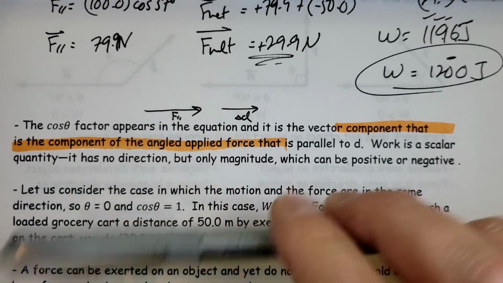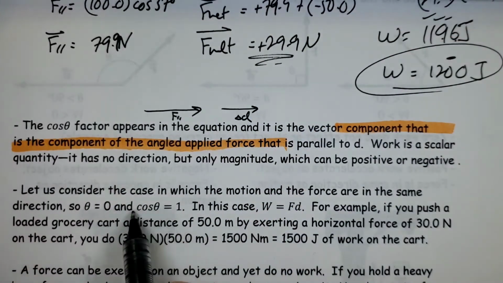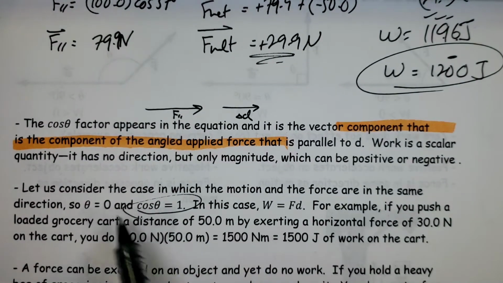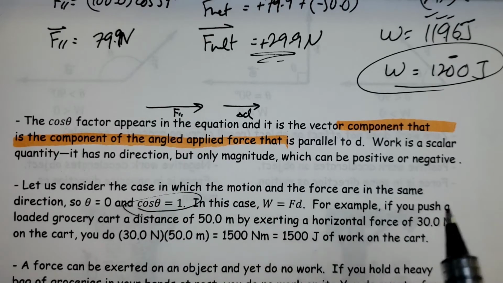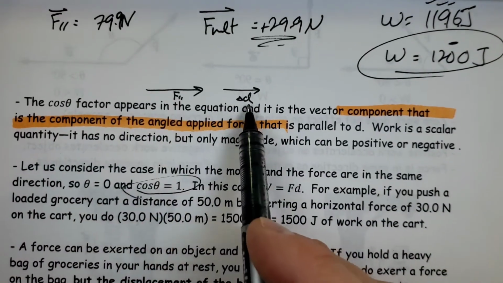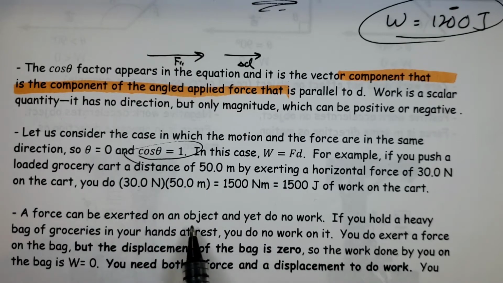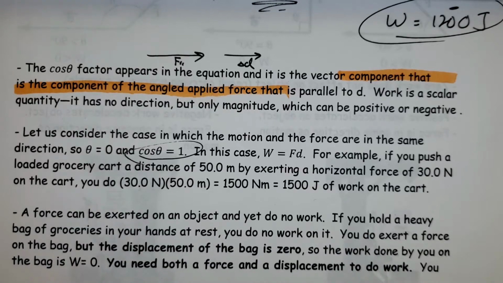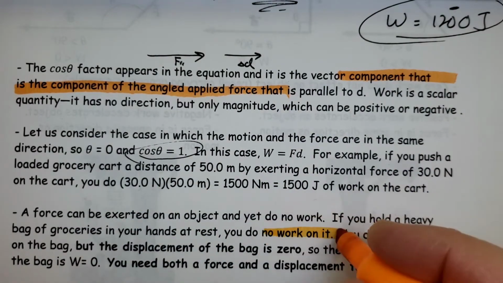Even if my force was parallel, that's an angle of 0, and the cos of 0 is 1, so it would just simply stay as F times D if it was parallel. But otherwise, if it's being pulled at an angle, it would look at that horizontal component that's parallel to D. Force can be exerted by an object and yet no work being done. For example, if you hold a heavy bag of groceries with your hands at rest, you aren't doing work.